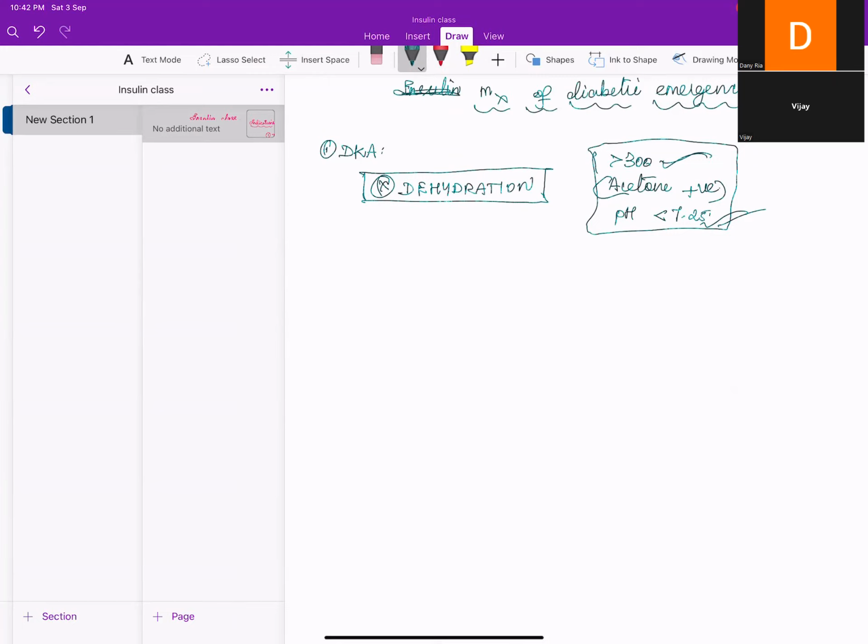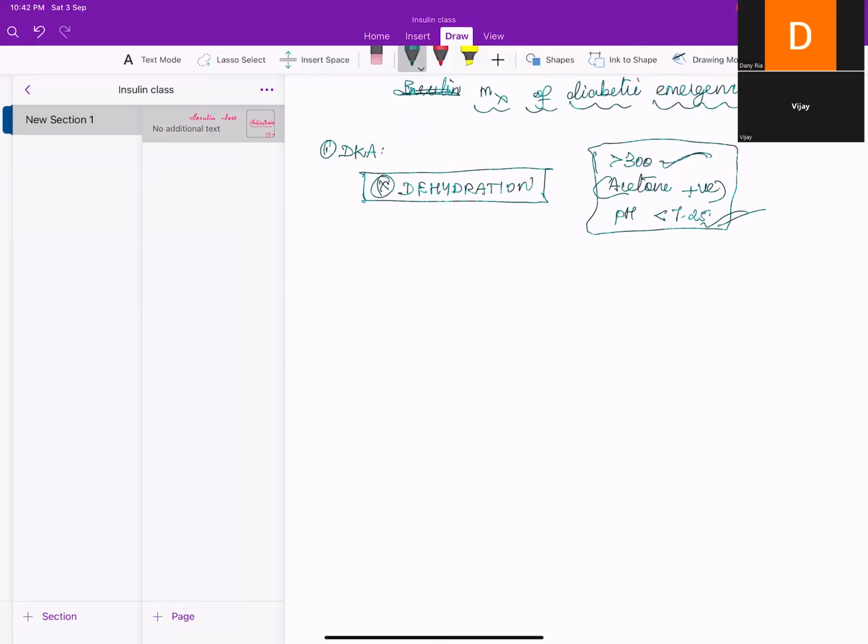We are going to hydrate them. We are going to give insulin. But DKA is an even more dangerous condition than HHS, because the body's metabolism is completely altered in DKA. Fat is going for lysis, protein is going for lysis. So it gives an indication that we should be even more alert than in HHS.